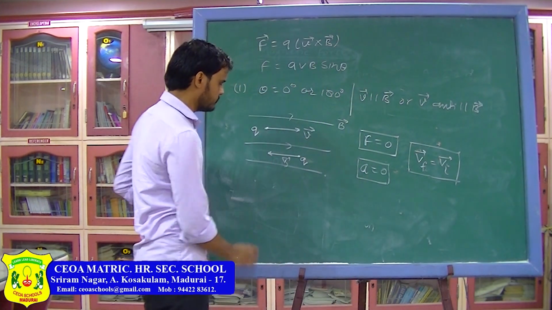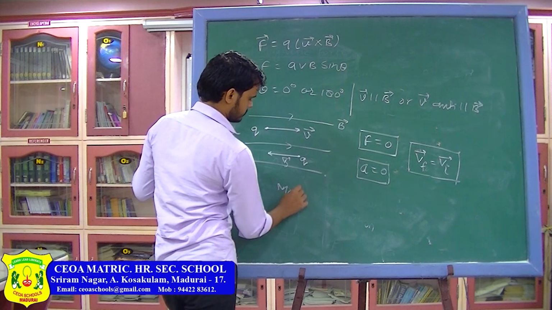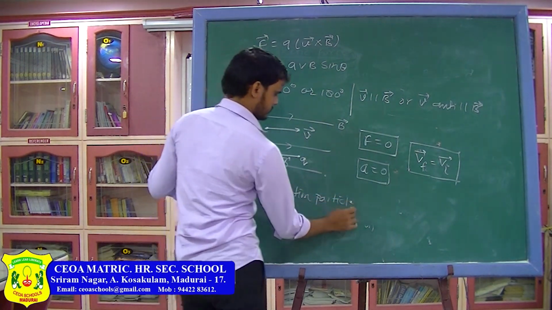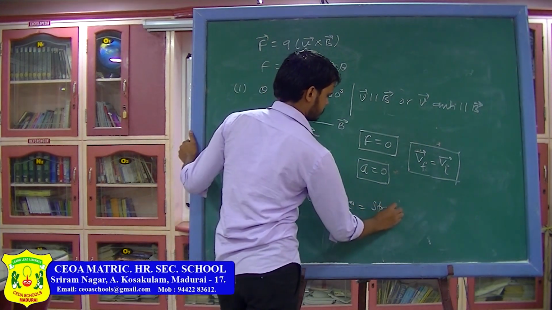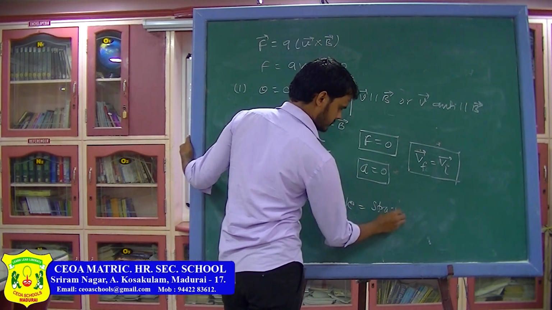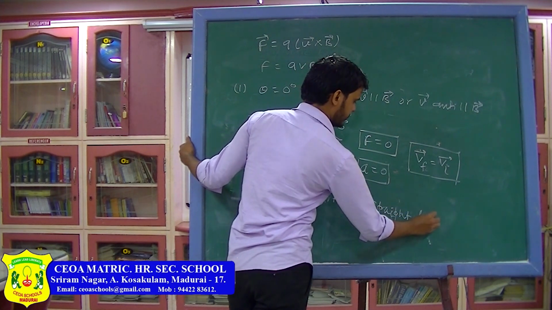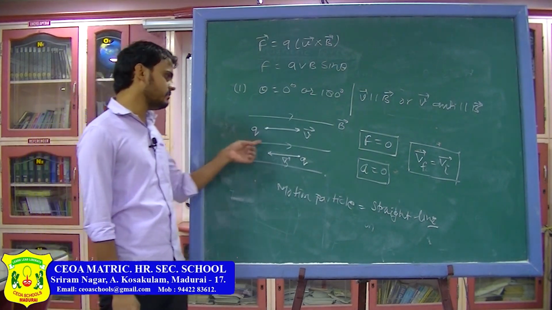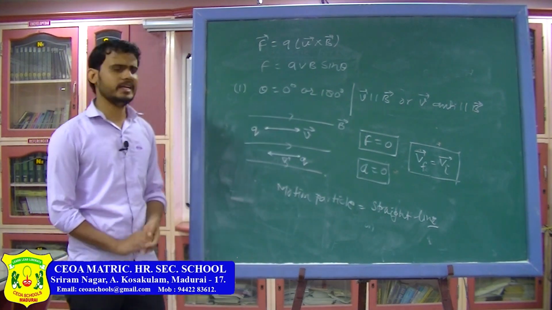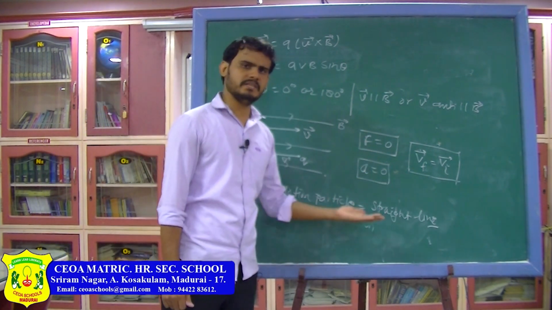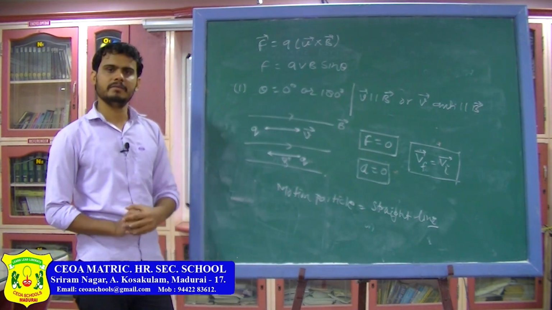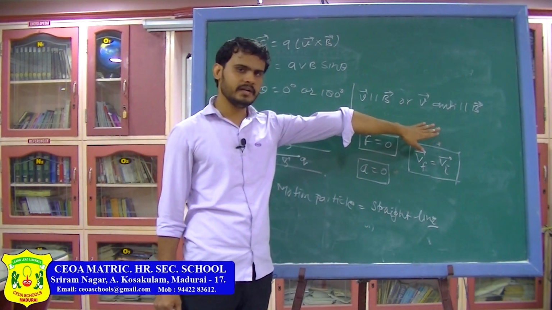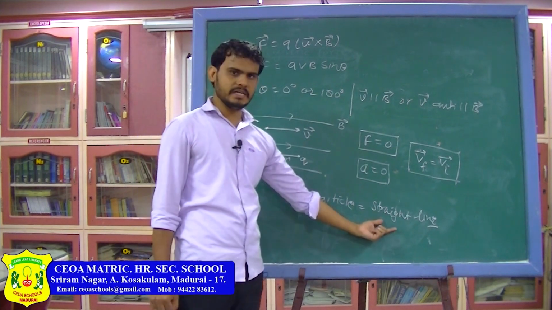From here you can say the motion of the particle will be straight line motion. So if the particle is moving in a magnetic field parallel to the magnetic field or anti-parallel to the magnetic field, it will keep on moving with the same velocity in the same direction. So the motion of the particle will be straight line. So the first case, where the velocity is parallel or anti-parallel to the magnetic field, the motion will be straight line.